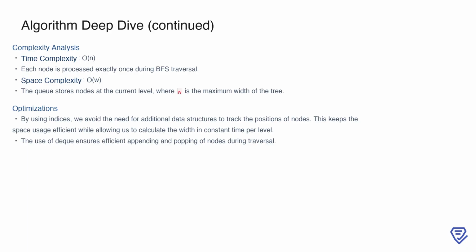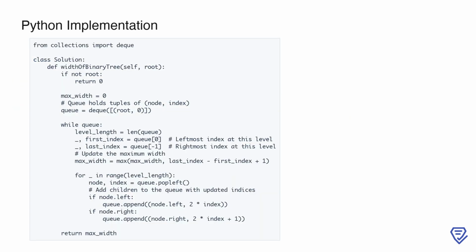This implementation is optimized by using indexing to avoid extra data structures for tracking node positions. Additionally, leveraging a deque ensures efficient operations for adding and removing nodes during traversal. Overall, this approach provides an efficient and elegant solution to the problem of finding the maximum width of a binary tree. This code calculates the maximum width of a binary tree using a level order traversal (BFS) approach.